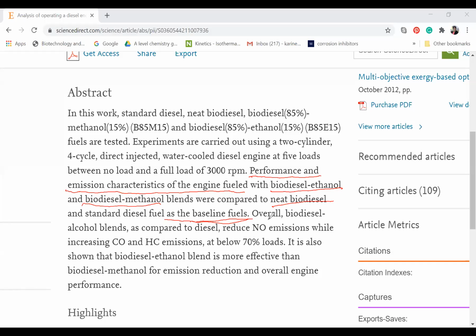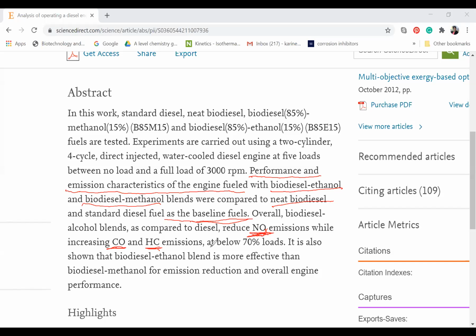So this is an abstract. So abstract also gives you the results of the experiment. Remember, you don't write the results, you haven't done anything. So these people found that overall alcohol blends as compared to diesel reduce nitrogen oxide. This is not NO, it is NOx, should have been, emissions, while carbon monoxide and hydrocarbon emissions increases. Well, you are fixing one thing, you are destroying the other one. So NOx is less, but carbon monoxide is high.